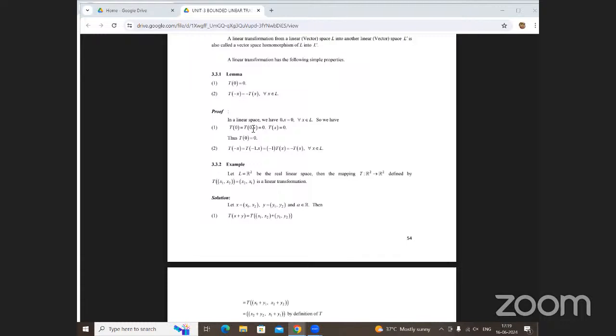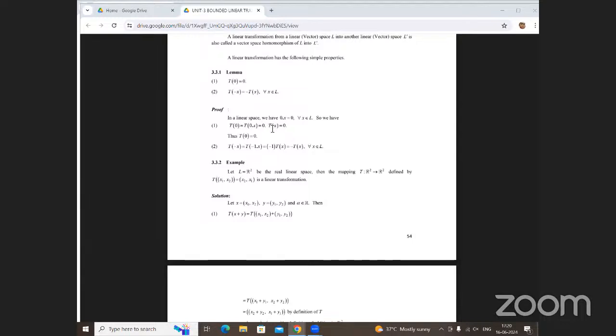Now, 0 can also be written as 0 into x for the linear space. Now, again, that value is 0. By the transformation result, T of xy equals T of x into T of y. Now, that is 0 into T of x, because 0 is the scalar element, and that value is also 0, because we have already proved that T of 0 equals 0.